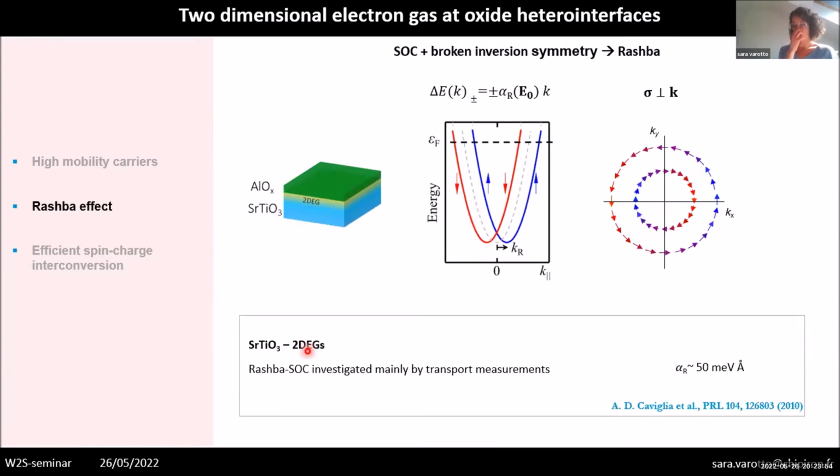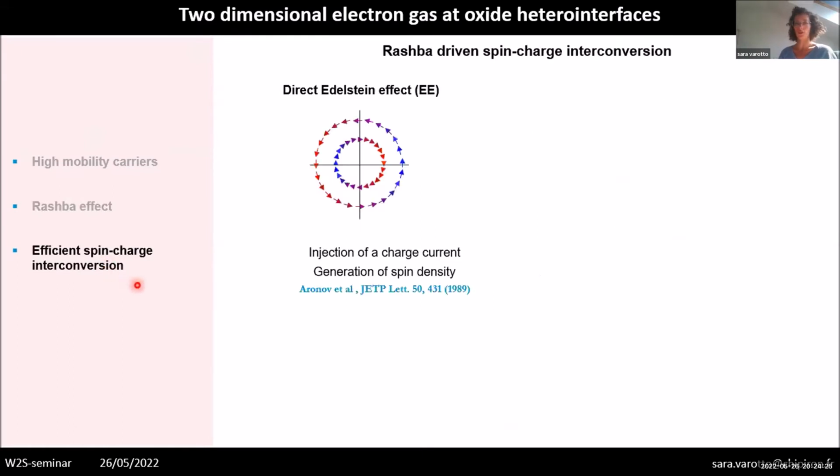In STO two-dimensional electron gases, the spin-Rashba coupling has been investigated mainly by transport measurements and has never been detected directly by means of, for instance, spectroscopic techniques, because the alpha R, so the splitting, is very small. The alpha R is of the order of 50 millielectron-volt Angstrom. And although very small, combined with high mobility carriers, this effect is sufficient to lead to very efficient spin charge interconversion. And the mechanism is given by the so-called Rashba-Edelstein effect.